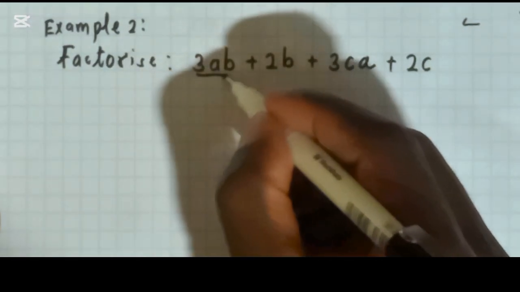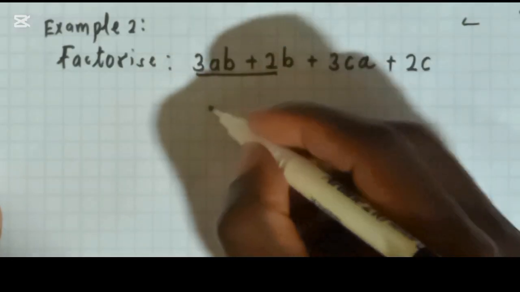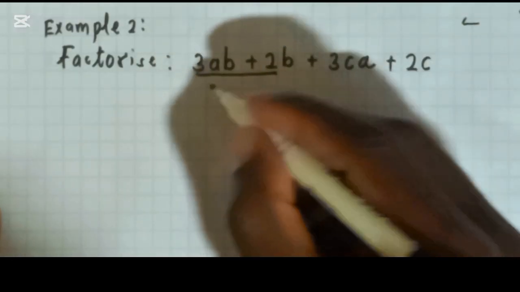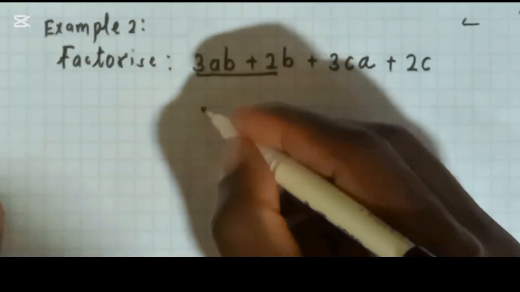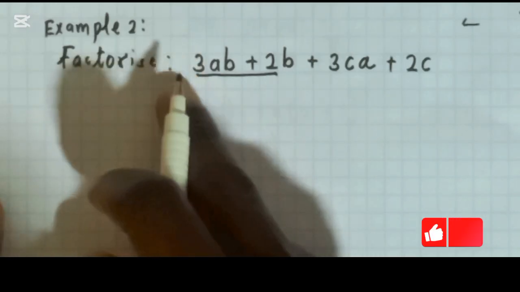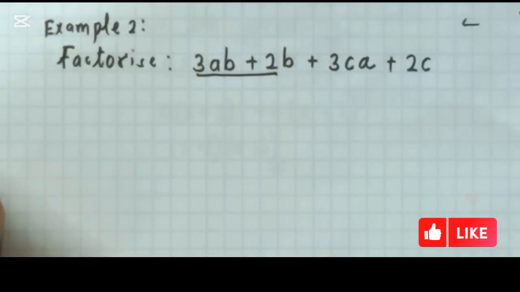Okay, so we're going to start with this first pair. That's going to be 3ab plus 2b. We're going to start with that. So looking at that, you'll note, what is the common factor there? B.